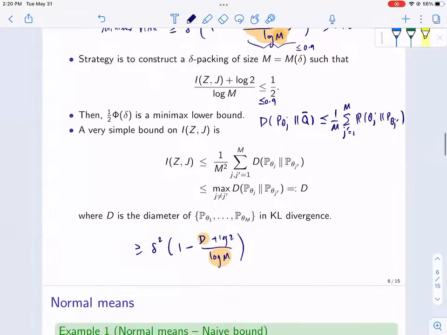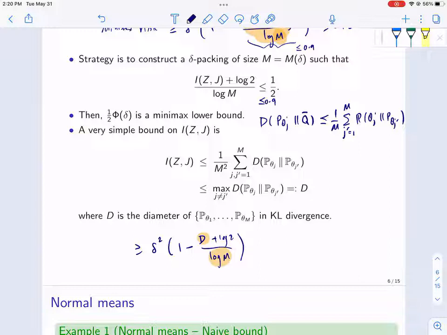So we have to balance the two out. And as I mentioned, there is some tension here when you try to find a packing. So you fix the delta. Let's say you find a packing. You want it to be large.